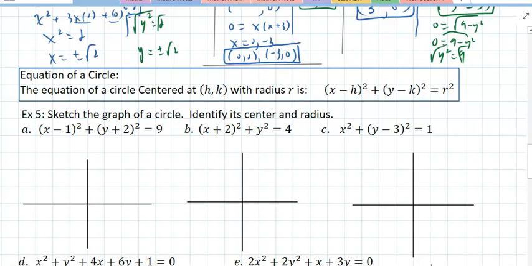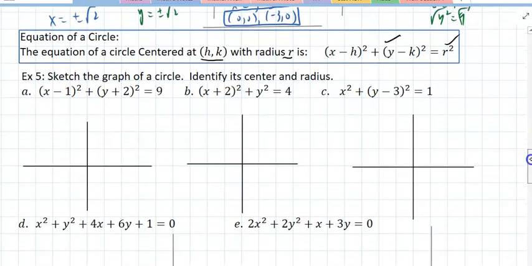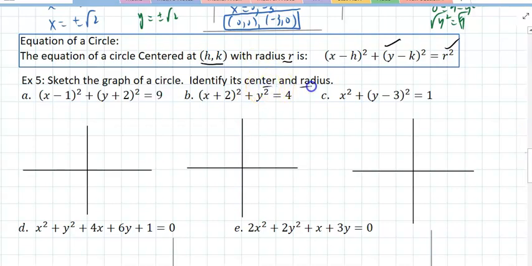Alright, an equation of a circle. So the equation of a circle centered at (h, k) with a radius of r looks like this: two squares added equals a square of a number. So to sketch a graph of a circle is fairly simple. First we identify the center and the radius.